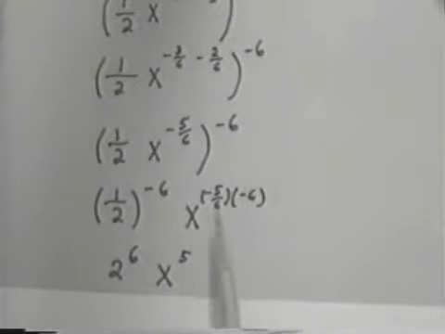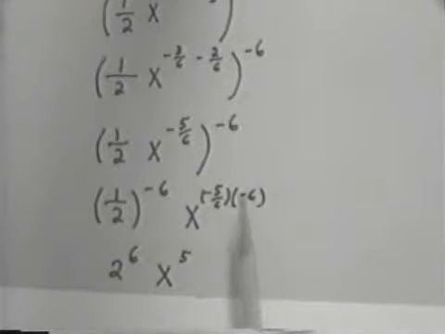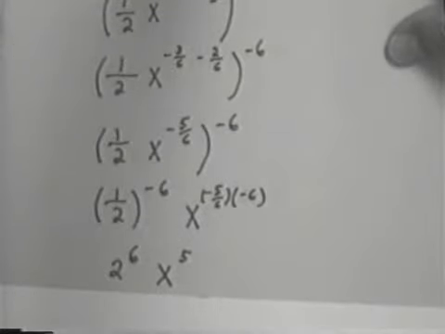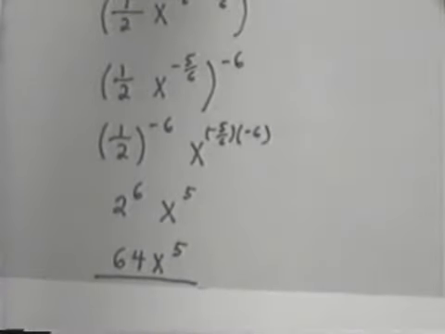And to raise a power to a power, I multiply the exponents. So doing that multiplying, a negative times a negative is positive. So I'd have a positive 30 divided by 6, which is 5. Just one more step now. To do 2 to the 6th, that means 2 times 2 times 2 times 2 times 2 times 2, until you've used 2 as a factor 6 times. And I get 64 x to the 5th as the answer.